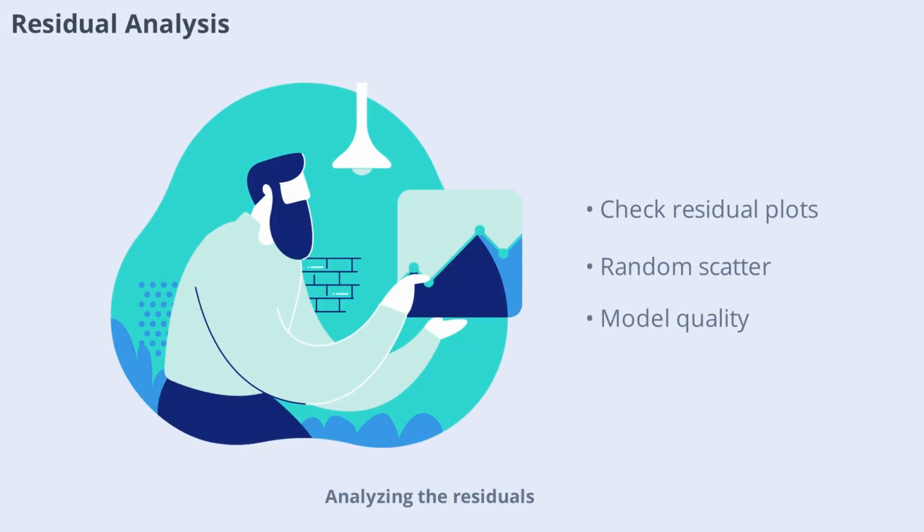Analyzing the residuals, or the differences between observed and predicted values, helps you assess the quality of your regression model. Residual plots can reveal patterns that indicate violations of assumptions such as nonlinearity or heteroscedasticity. Ideally, residuals should be randomly scattered around 0, showing that the model fits the data well. Always check residuals as part of your regression analysis.